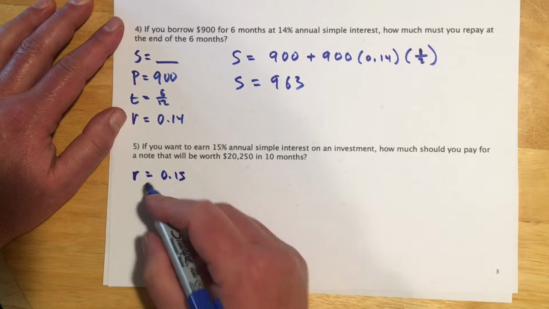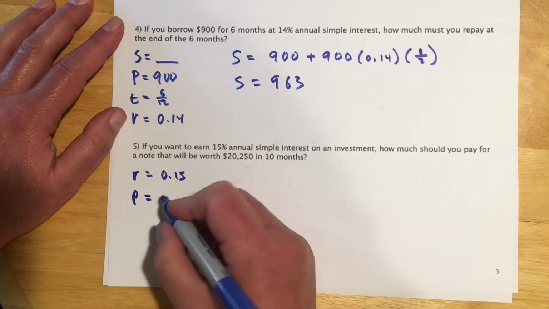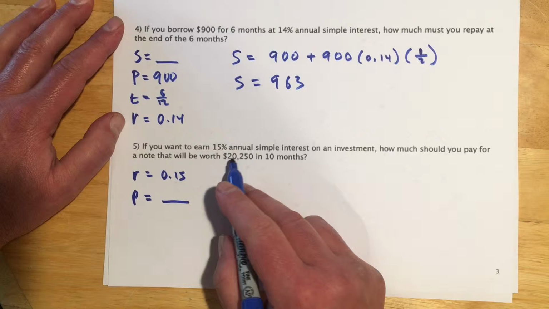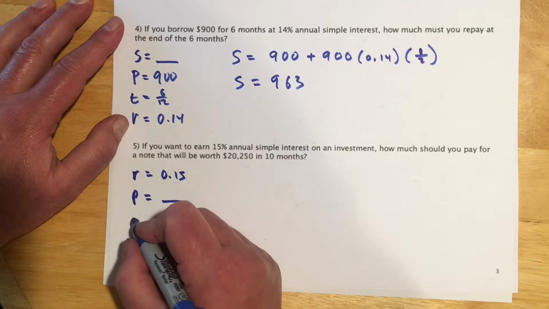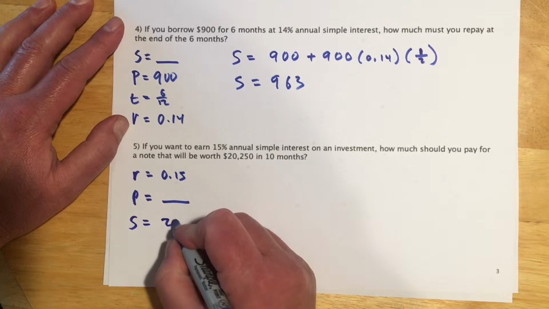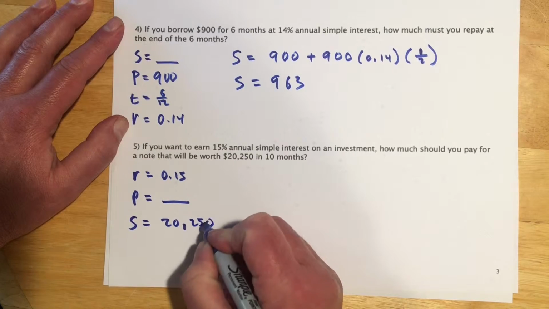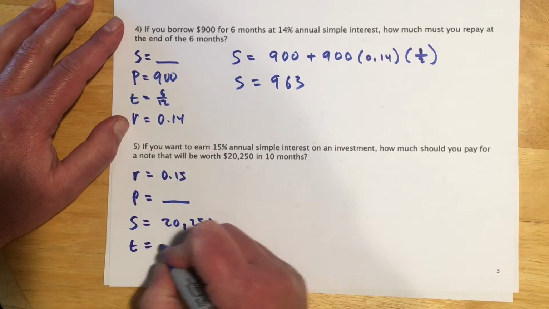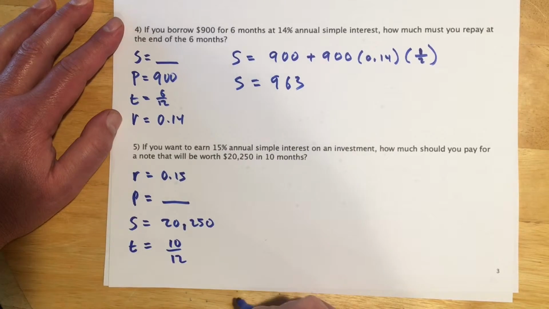So the next one, if I want to earn 15% simple interest, so R is 15. How much should I pay for? So that's the principal, that's the starting amount. That's what I'm looking for. A note that'll be worth $20,250. So that's our future value in 10 months. So T is 10 over 12.